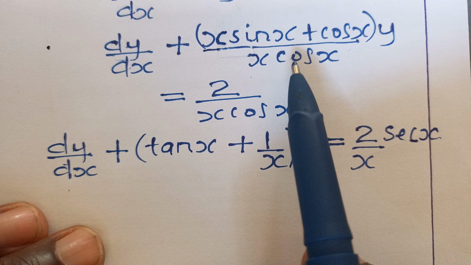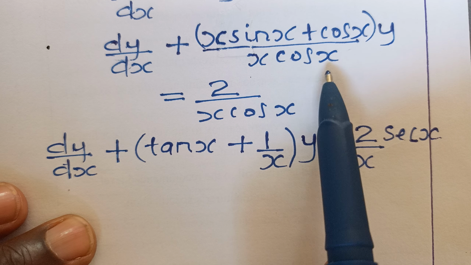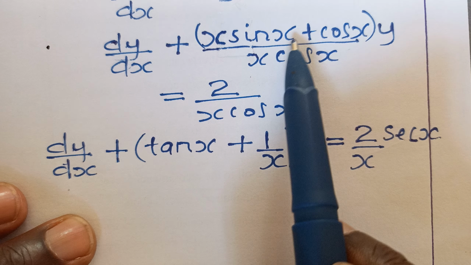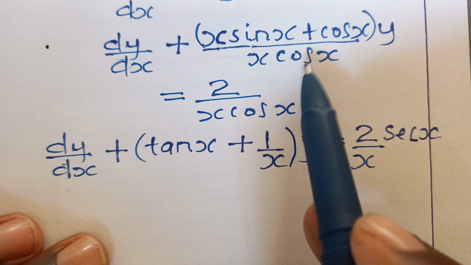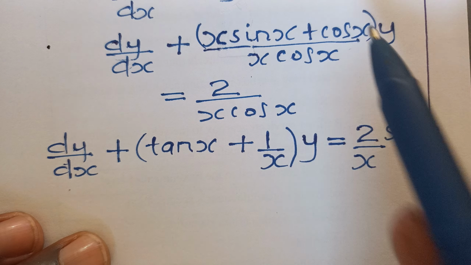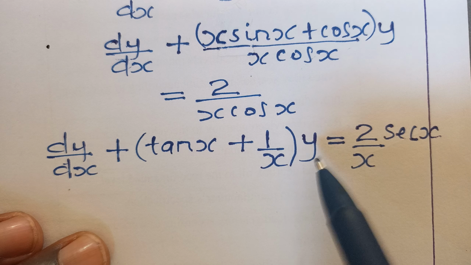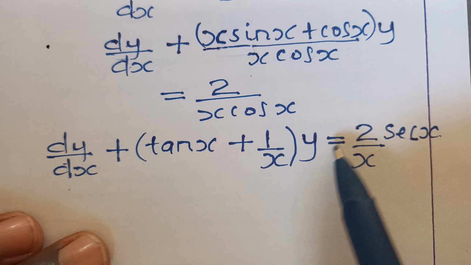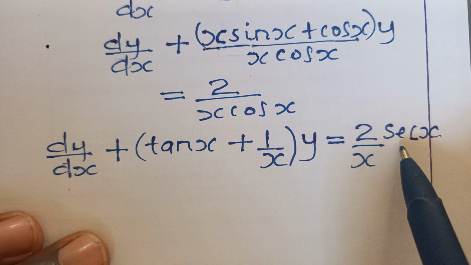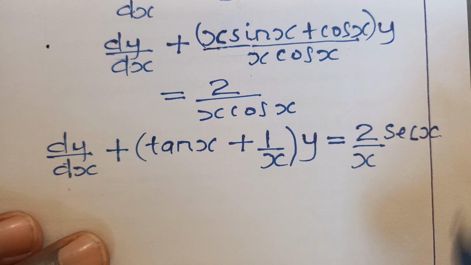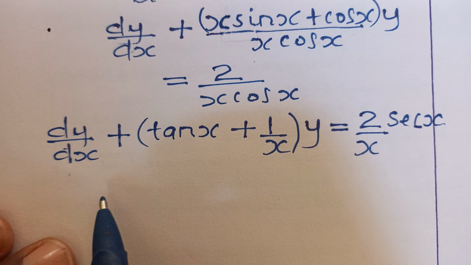So guys, this is now what we have. We have divided this by x cos x. So when we divide this term, we get tan x. Cos x is going to cancel and sin x all over cos x is tan x. This side cos cancels and we are left with 1 over x. And then we have a y there. This is now equal to 2 all over x, cos x is the same as sec x. And so we still now continue.